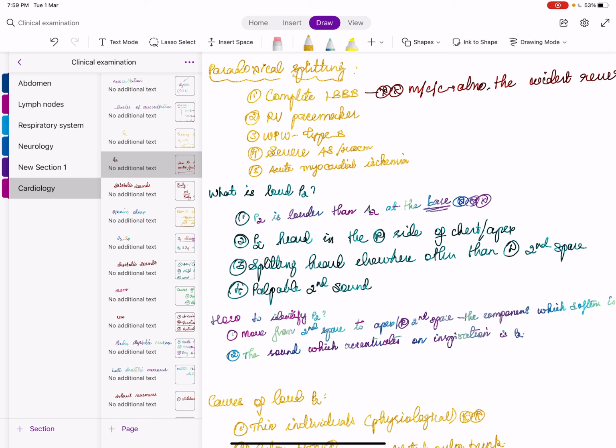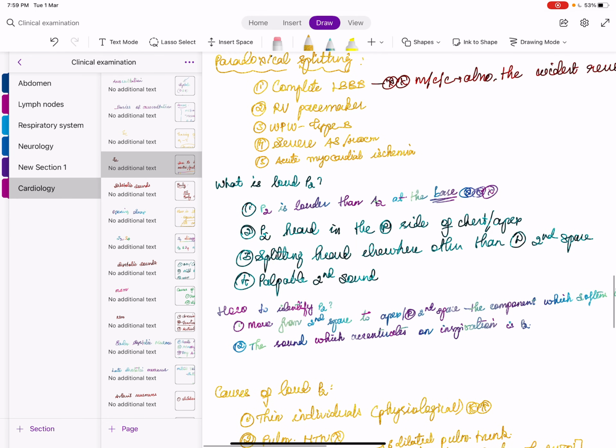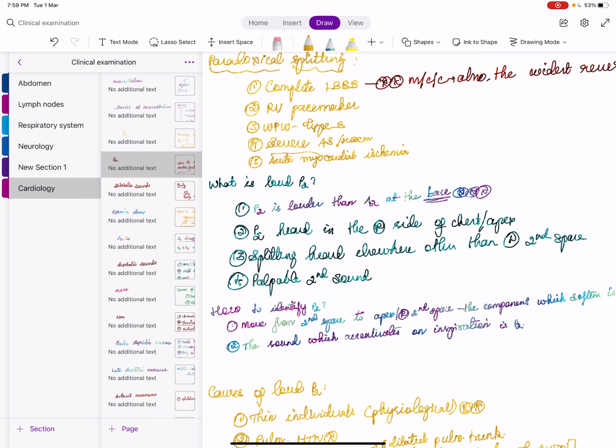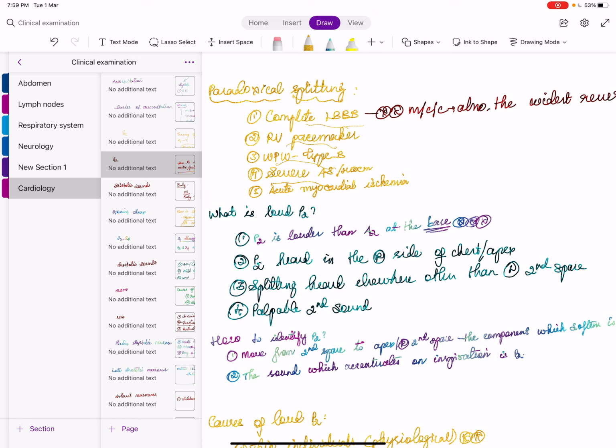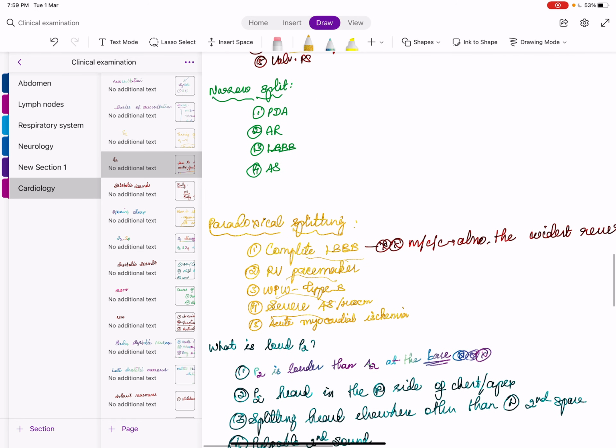So whenever someone says high output states, it should be anemia, pregnancy, young adults, beriberi, PDA. Don't think of MR and TR. MR and TR are hyperdynamic states, but there's a problem with the valve itself. So the mechanism will be different. So in these hyperdynamic states, due to increased LV contractility, S1 will be loud.